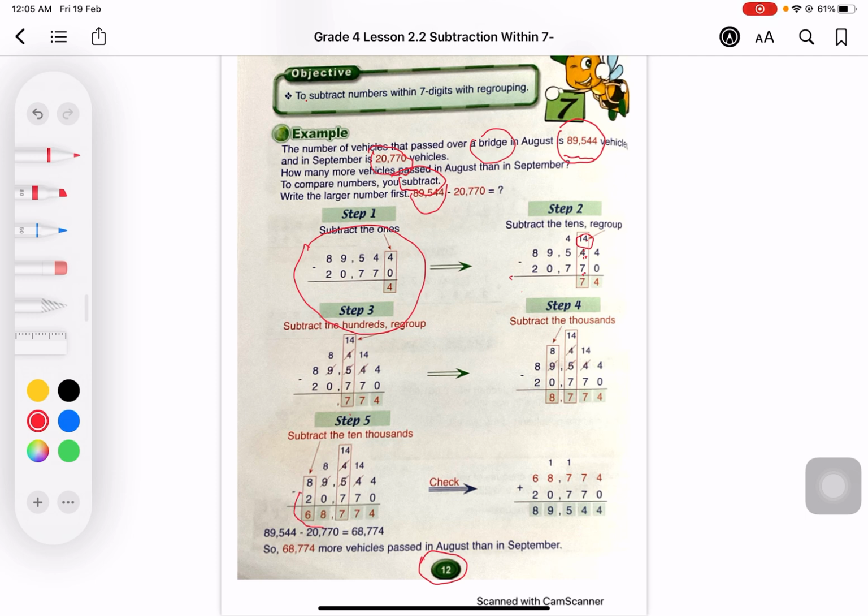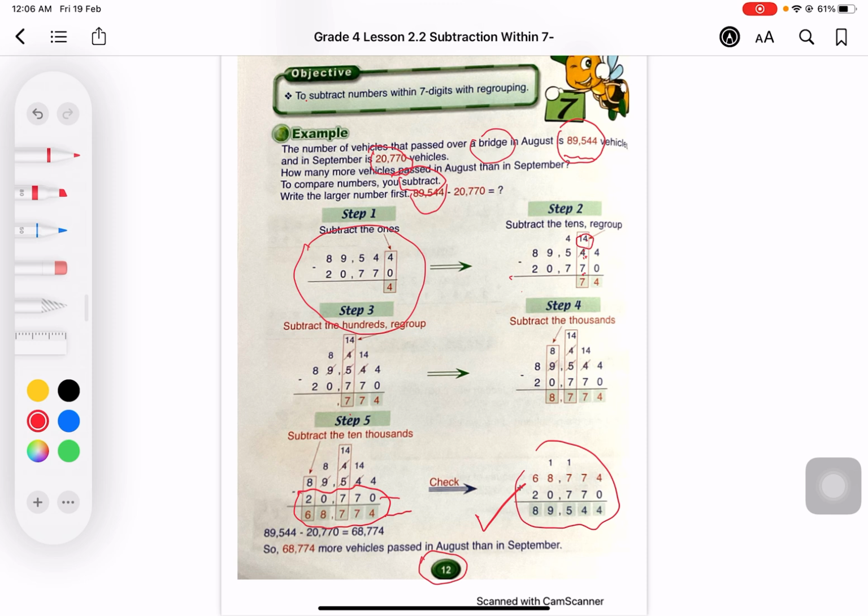Now, if I need to check my answer and to be sure that I solved correctly, you can add these two numbers together. The difference with this number, these two numbers, if you add them, you should get the 89. So I will start with 68,774, which is the difference, and add it to 20,770. If you add the two numbers, look what did you get? You get 89,544. So you are solving correctly.